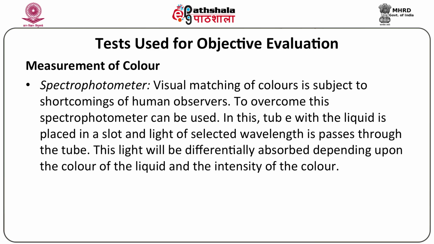Spectrophotometer. Visual matching of colors is subject to shortcomings of human observers. This can be overcome, since humanly you can have some error. You can use a spectrophotometer to overcome this human error, and the light will be differently absorbed depending on the color of the liquid and the intensity of the color.